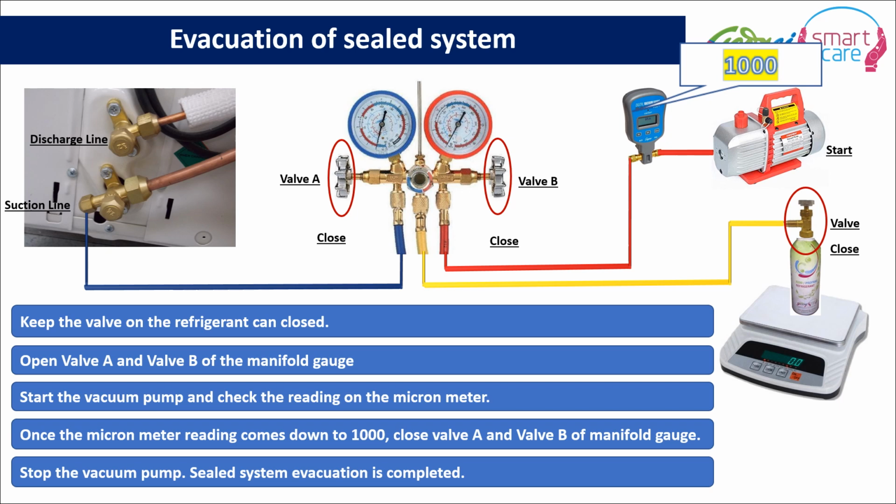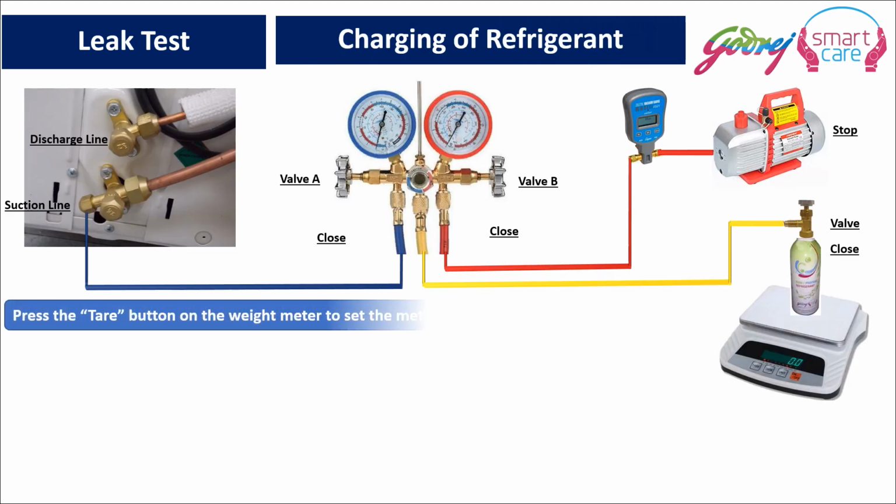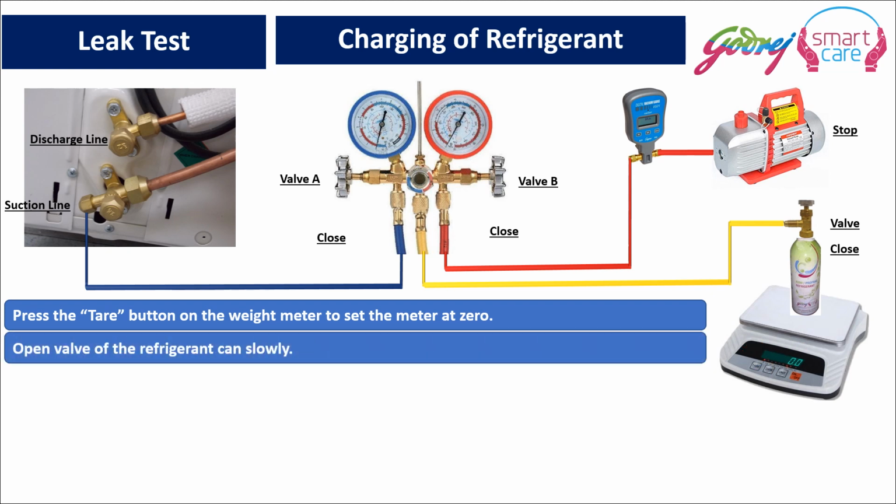Stop the vacuum pump. Sealed system evacuation is complete. Now press the Tare button on the weighing meter to set the meter to 0. Open the valve of the refrigerant slowly.